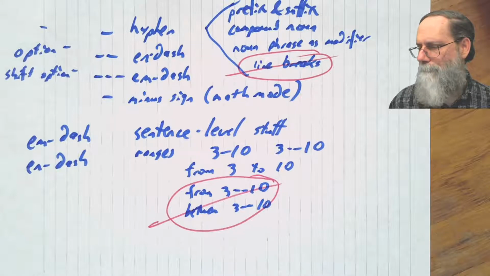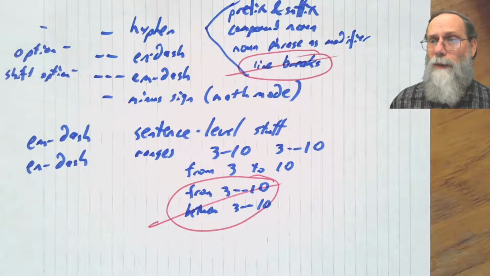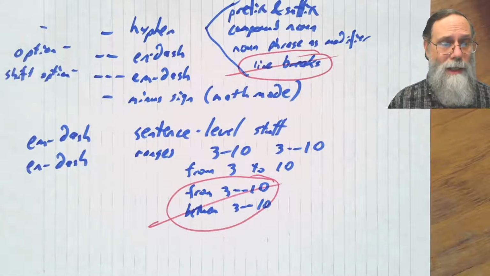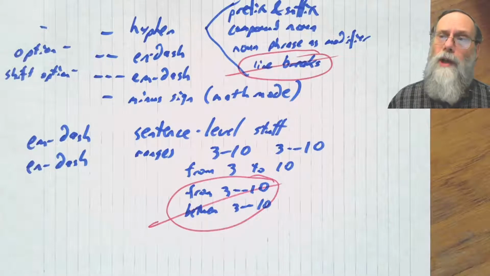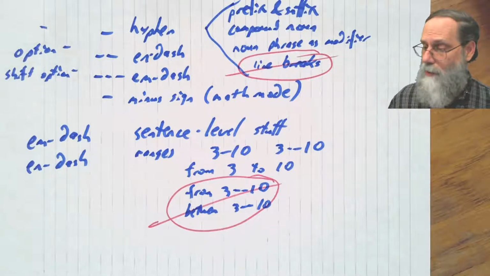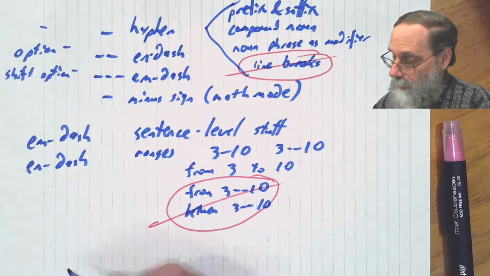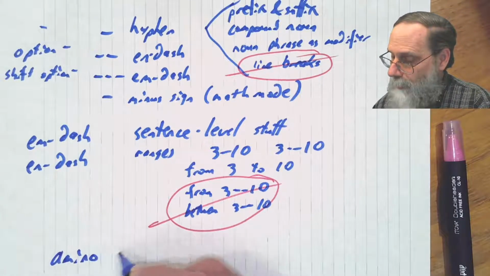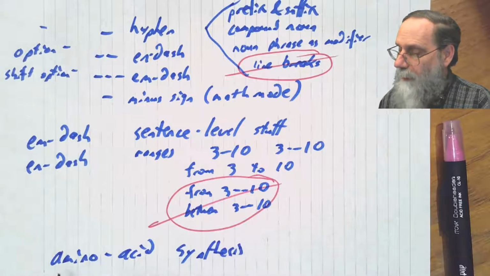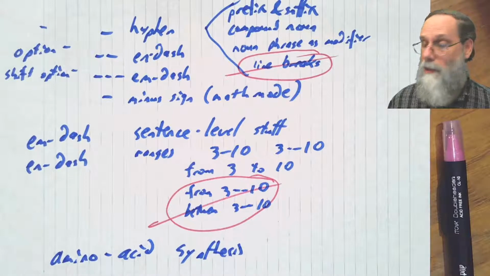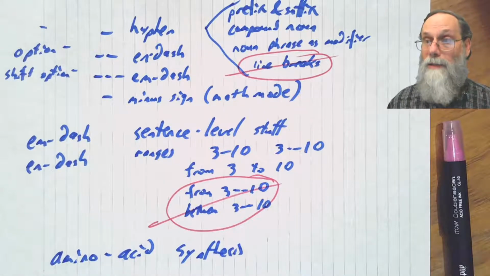Okay, so what about these other things? Noun phrases as modifiers. That one's pretty straightforward. Take a noun phrase like amino acid. That's a nice noun phrase. And you want to talk about amino acid synthesis. Well, amino acid is not hyphenated, but if you want to write amino-acid synthesis, the amino acid has to be hyphenated because it's a noun phrase modifying the head noun synthesis.